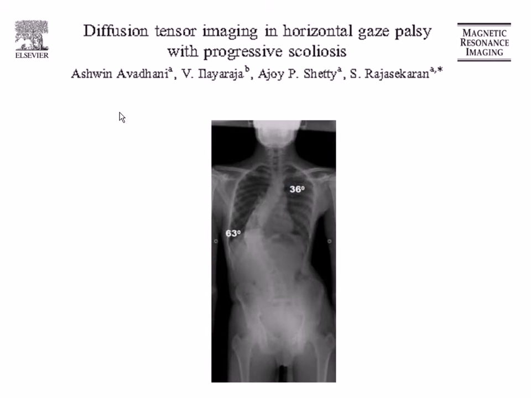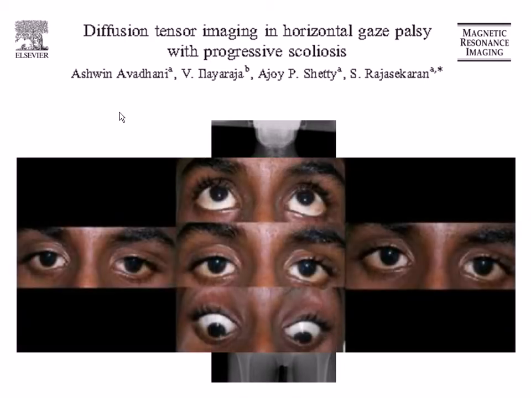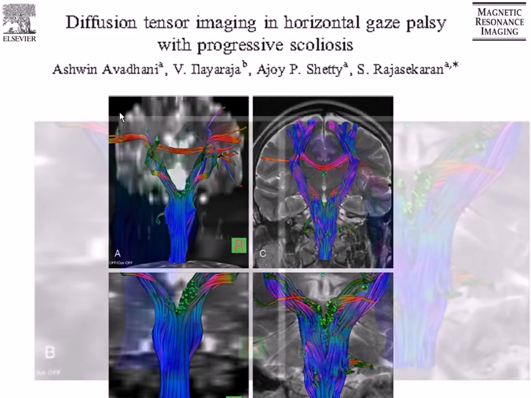Our first interest in diffusion was when we had a patient with scoliosis, and we found that he had a horizontal gaze palsy. When we read in the literature that such patients have some problems in the brain tracts, we tried to do a brain DTI, and here you can see that in this patient there is no cross connection of fibers at the level of the pons, whereas in normal individuals there are cross connections at the level of the pons, and we were able to demonstrate it very clearly. That increased our interest in DTI.